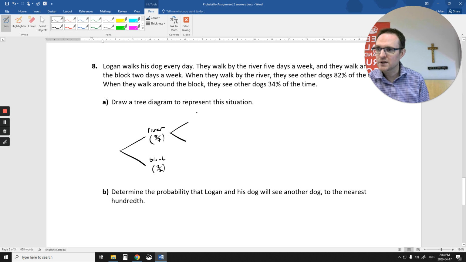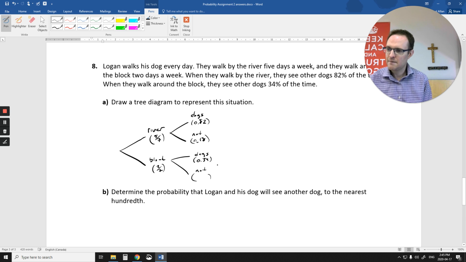Okay, now when he's at the river, he sees dogs. Oh, sorry, rather than saying see dogs, I'll just say dogs. Okay, 82% of the time, I'm just going to write that as a decimal. Makes it a little bit easier to multiply. And I'll put not on the bottom here. It's just whatever's left over, 18%. Could do that mentally, I guess. On the block, you'll see dogs 34% of the time. It's 0.34. And then not, I'm going to write that as 0.66.